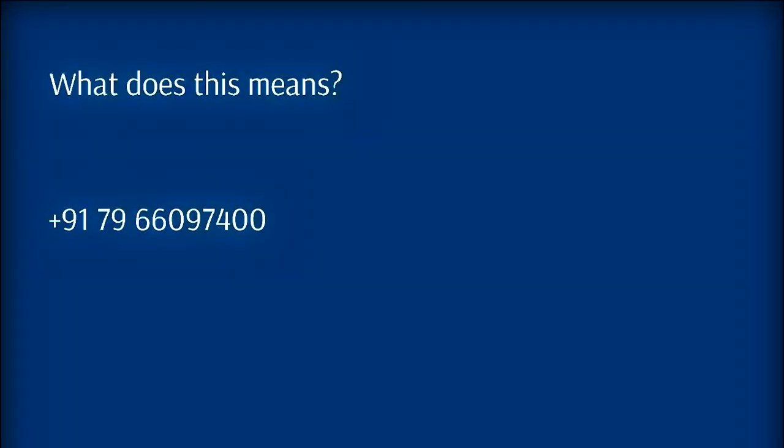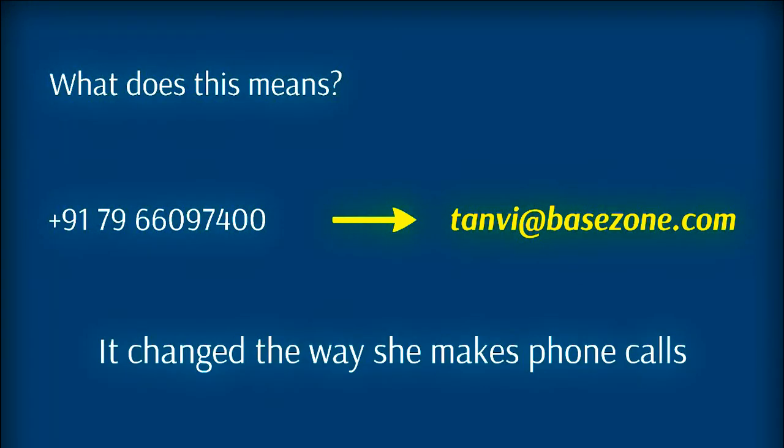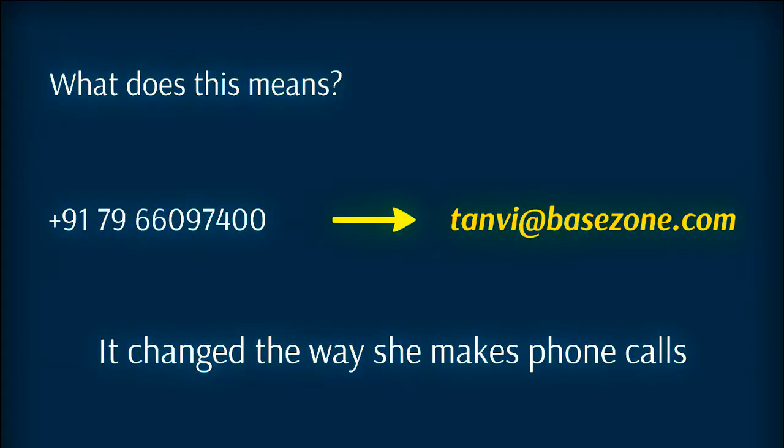What does this mean? It means that, instead of a number, Tanya called the UCOIP address, commonly known as the email address. And this process was so easy for her that she began to make all her phone calls this way, since most of her company contacts have implemented a new UCOIP system. She no longer needs to recall phone numbers.